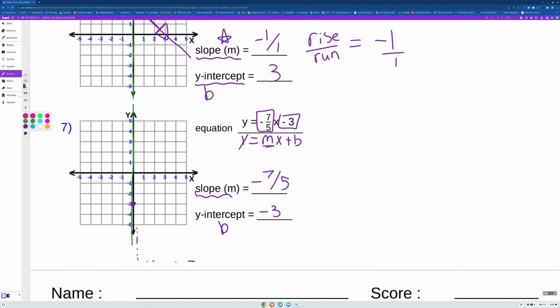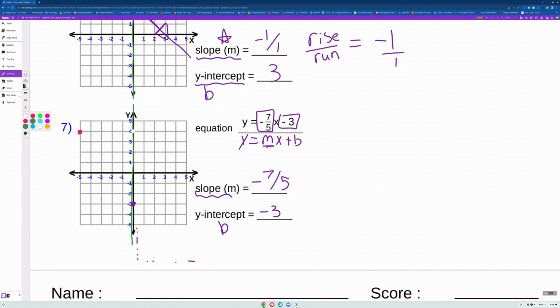So let's start at my point. And let's go up 7. 1, 2, 3, 4, 5, 6, 7. So I'm right now at 4. And then let's go over to the left 5. 1, 2, 3, 4, 5. Had to double check myself there. And now I'm at this point. Okay, so I'm at this point right here.